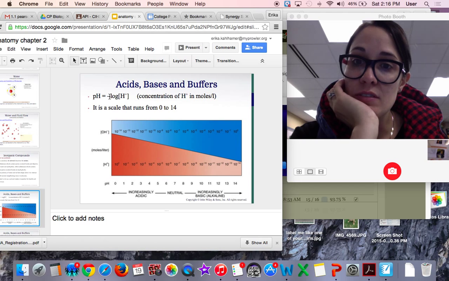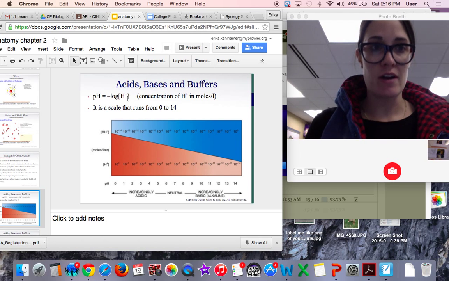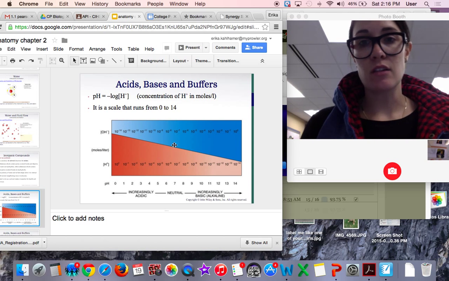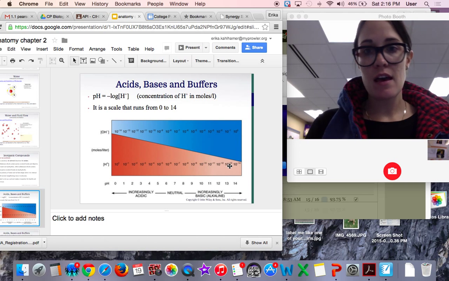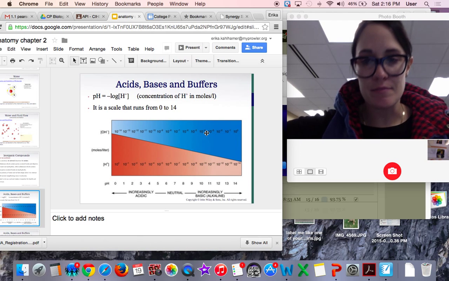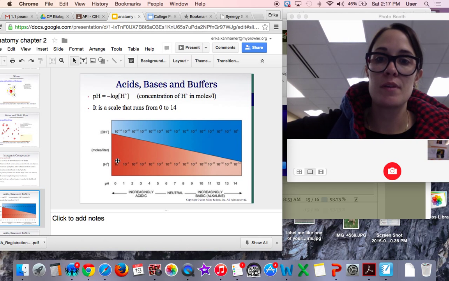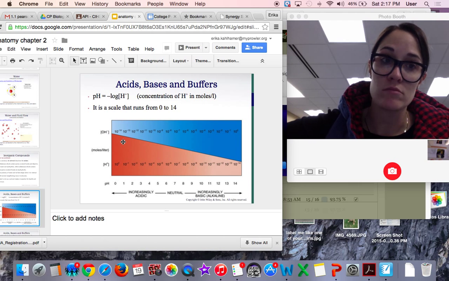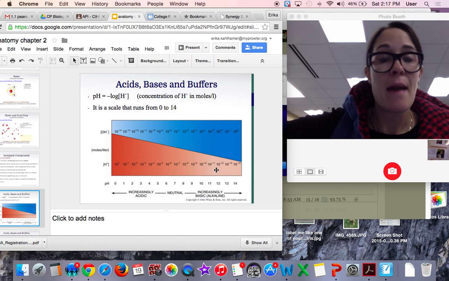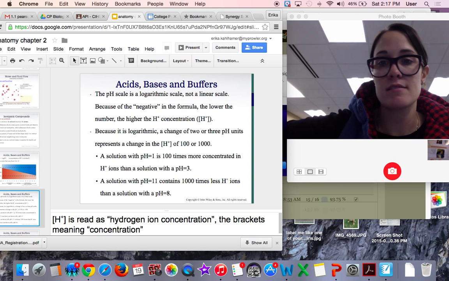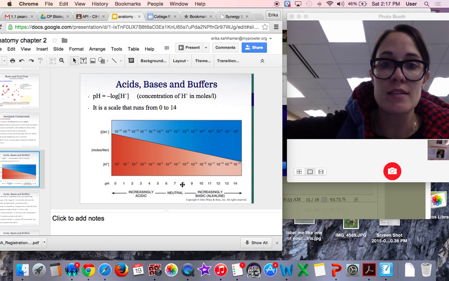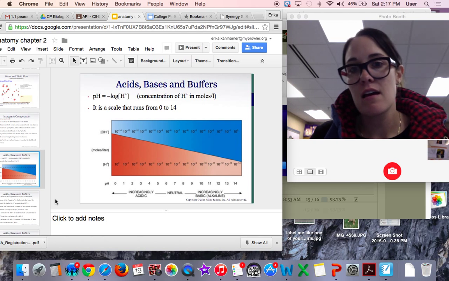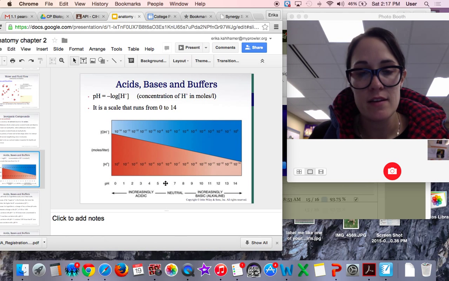pH equals the negative log of H plus, the concentration of hydrogen ions that you find in that solution. The red also represents hydrogen ions, and the blue represents hydroxide. So we can see here pHs that are less than 7 have more hydrogen ions than hydroxides, and bases have more hydroxide ions. It's a logarithmic scale, meaning every number is a tenfold difference in the amount of hydrogen ion concentration, not just one.